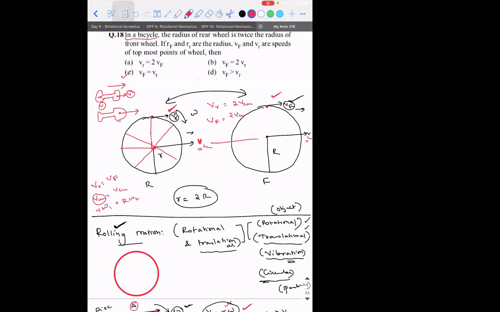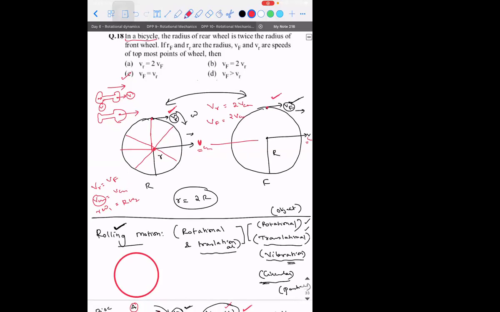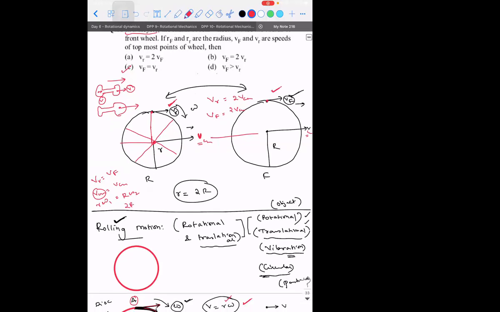omega 2. Correct? The radius of the rear wheel is twice the radius of the front wheel. So 2 times r into omega 1 is equal to R into omega 2. R and R get cancelled, so omega 1 will be equal to omega 2 by 2. So the angular velocity of the rear wheel is half of the angular velocity of the front wheel. Clear? If they ask this question also, you will be able to answer. Right? Shall I proceed, guys?